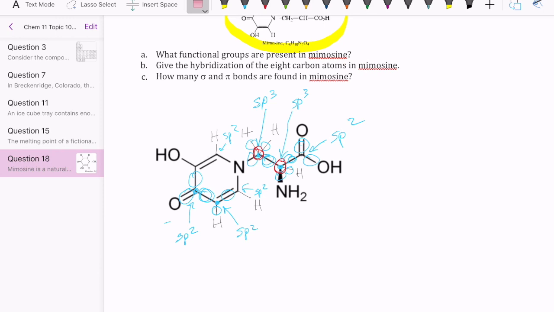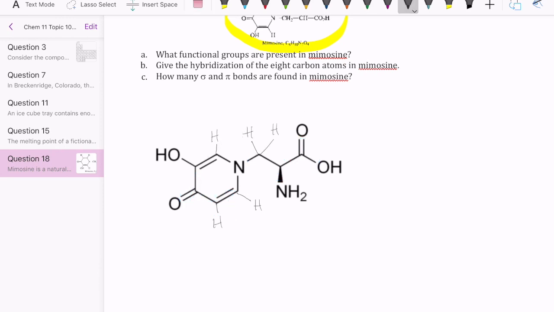Okay, now let me erase this so we can answer the last question, which is about sigma and pi bonds. Okay, so the question is how many sigma and pi bonds are found in the molecule. To count sigma bonds, remember that sigma bonds are all the single bonds plus the first bond in a double bond or a triple bond, right? So let's count that. So we have 1 single bond right here.